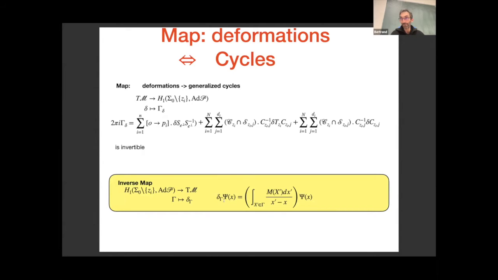In particular, the connection is easily formed from the deformation of the flat section. So you just apply the same formula, and so it means that to every generalized cycle, you can associate a deformation.